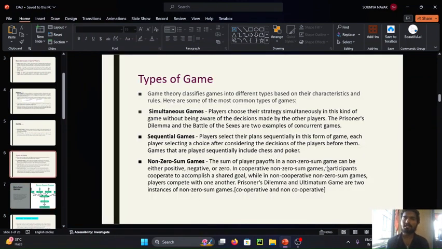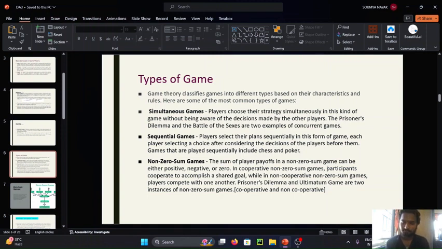For a non-zero sum game, you can imagine a scenario like a Venn diagram. Suppose we have A as an entity and B as an entity, and we have the A set, the B set, and the A intersection B set. The A set tells about the interest of win of A. The B set tells the interest of the other person, and the A intersection B tells about the win-win scenario. That can be fully implemented in non-zero sum games. The sum of players' payoffs in a non-zero sum game can be either positive, negative, or zero.